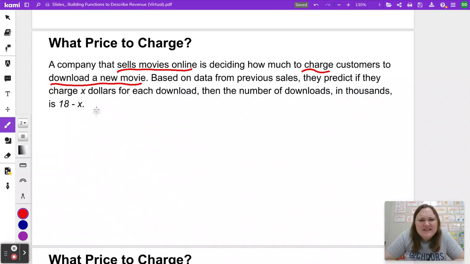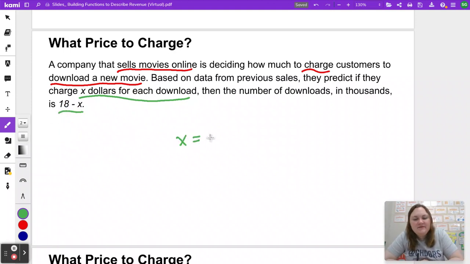And then they give us some stuff in algebra, right? They give us these variables here. And so we've got, based on data from previous sales, looking at in the past when they've sold other movies, they're predicting this relationship that if they charge X dollars for each download, the number of downloads in thousands is 18 minus X. So X is going to be, I'm going to say, the price for a download.